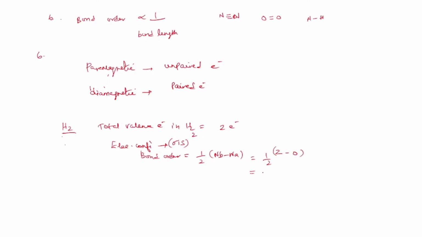Then is it paramagnetic or diamagnetic? See the electron configuration: in sigma 1s we put only 2 electrons, which are paired electrons. So, due to the paired electrons, it is diamagnetic. Understood? Due to paired electrons, therefore diamagnetic.